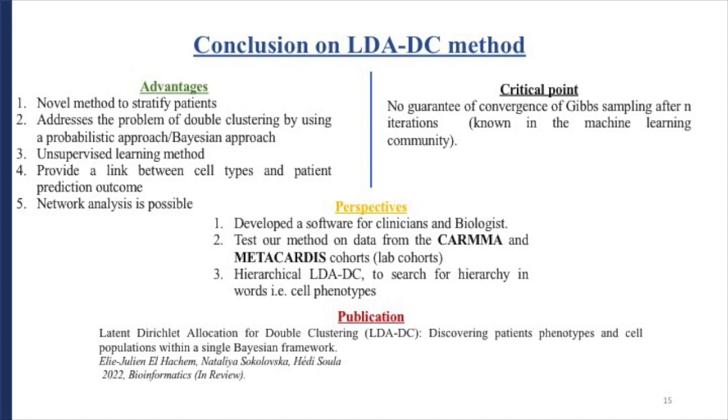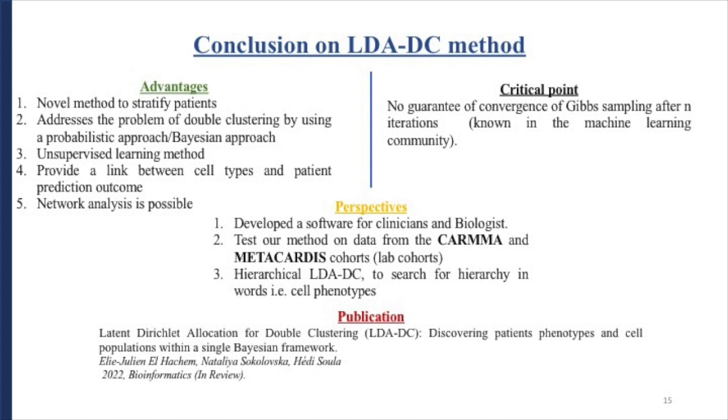So as a conclusion here, we developed a novel method to stratify the patients. It addresses the problem of double clustering by using a Bayesian approach. It's an unsupervised learning method, and it provides a link between cell phenotypes and patients' outcome. And we also show that a networking approach is possible. However, one of the major critical points is that there is no guarantee of the Gibbs sampling convergence after multiple iterations.